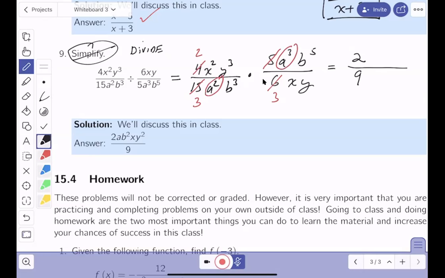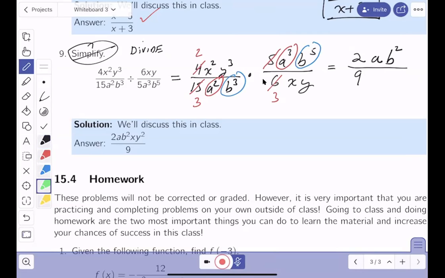Now, what do I see? 3 factors of A on top, 2 on bottom, 2 would cancel off, and I'd be left with 1 factor of A on top. Now what am I going to do? I'm going to go to B's. I like to go in alphabetical order. What do you see? 5 factors of B on top, 3 factors of B on bottom, 3 would cancel off. I'd be left off with 2 factors of B on top.